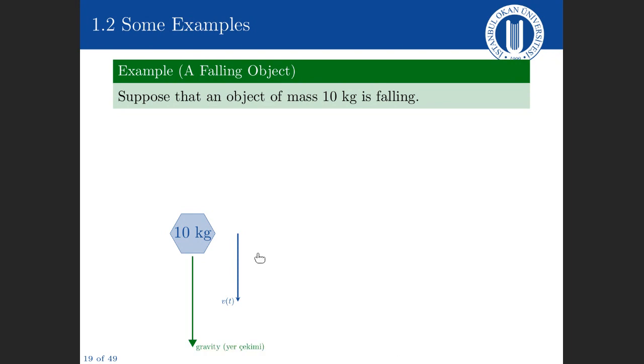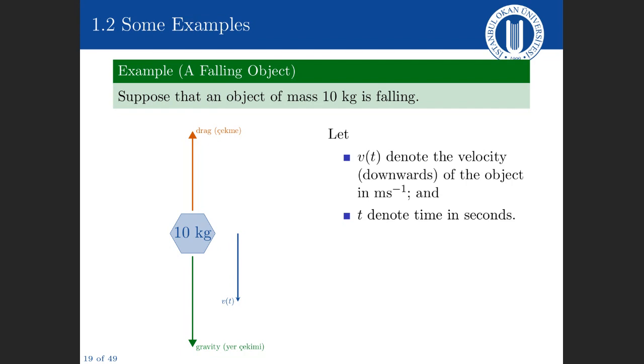We can ask what forces act on the object. There's gravity, which pulls the object downwards, and there's drag, which pulls the object up. Gravity will make the object try to move faster. Drag will slow the object down. We need to talk about units before we go on. For the downwards velocity of the object, I want to use meters per second, and for time, I want to use seconds. v(t) will be the velocity, and t will be the time in seconds.